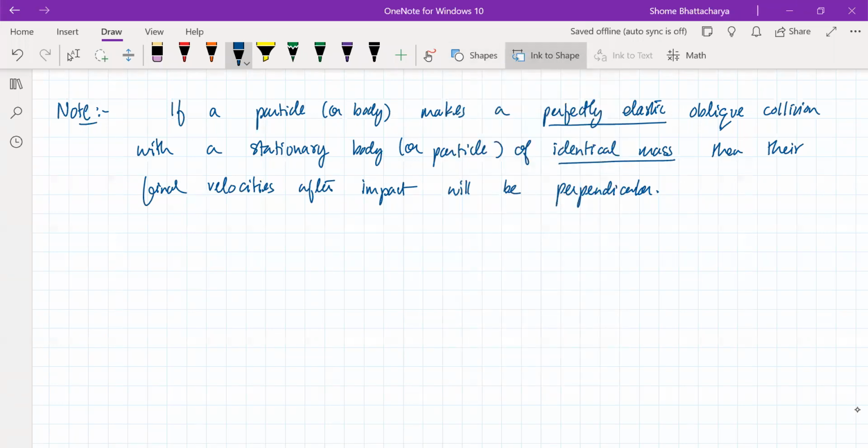So essentially what it's saying is that if a body moving at a velocity v0 like this comes and hits another body obliquely, which is at rest, then after impact their final velocities will have to be perpendicular to each other if the collision is perfectly elastic.